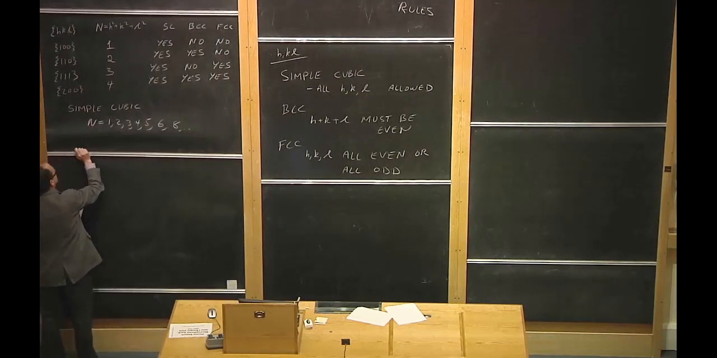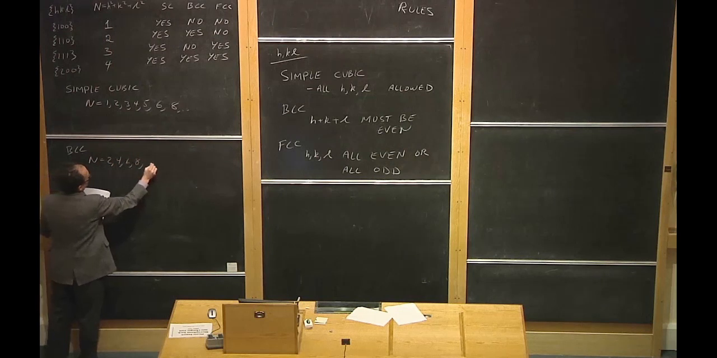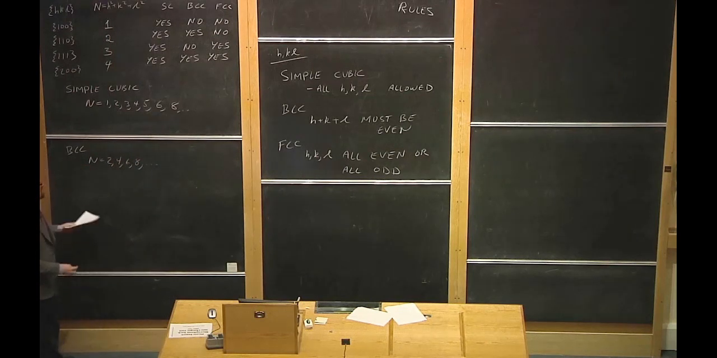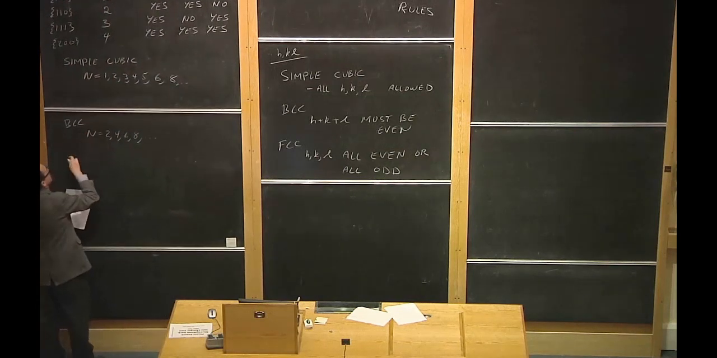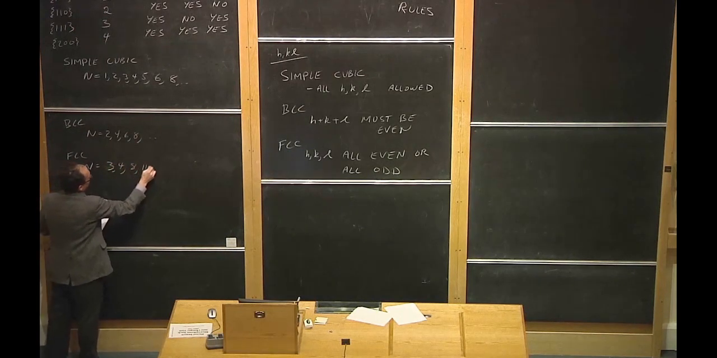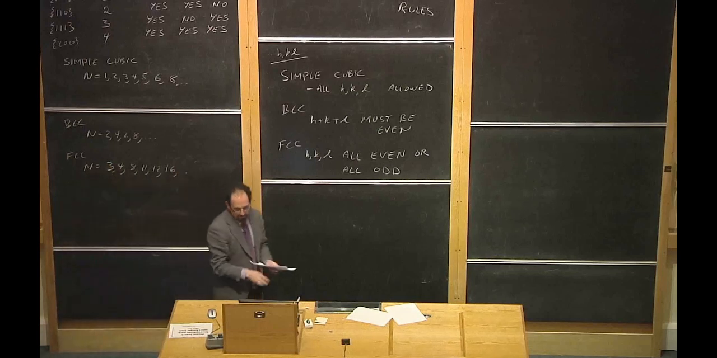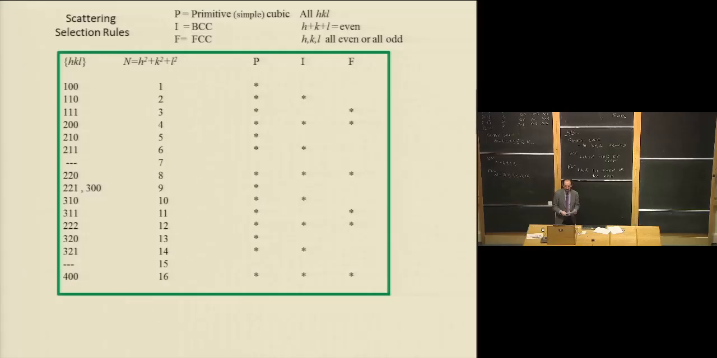For BCC, n is 2, 4, 6, 8, and so forth and so on. I think the first one that's missing is 28, actually. FCC is the most interesting one. For FCC, the series is n equals 3, 4, 8, 11, 12, 16, and so forth. Actually, I think I wrote these all down already. Yeah, it's on this slide.